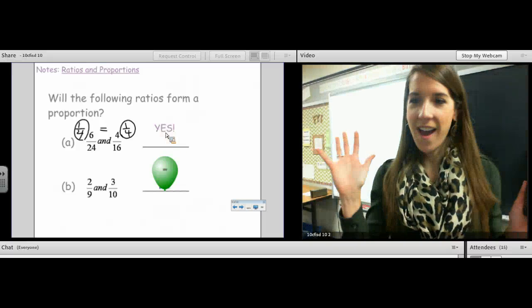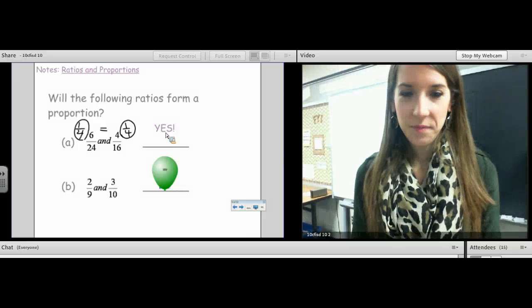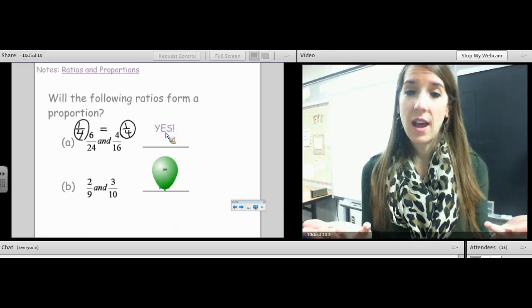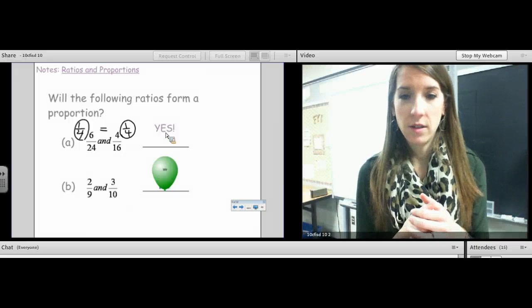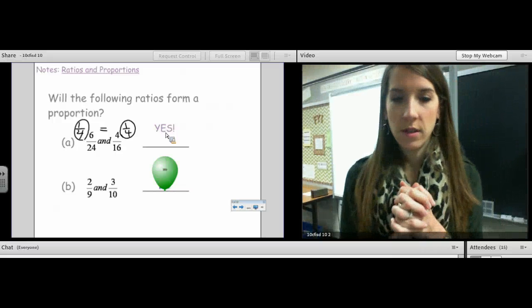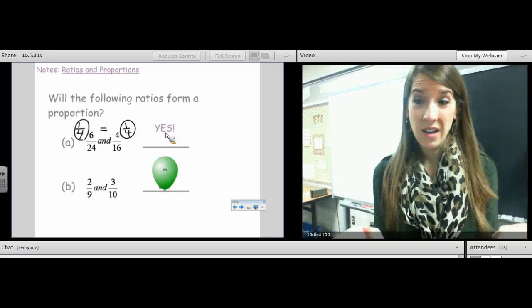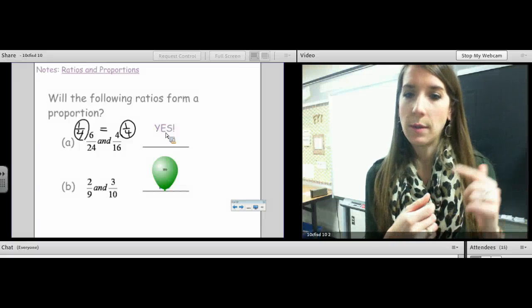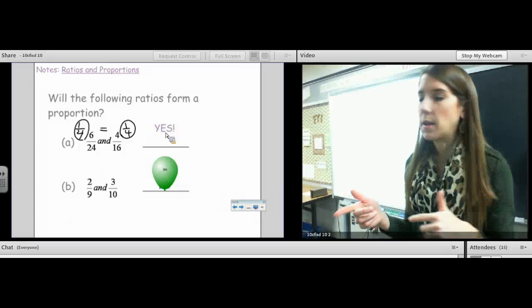Balloon pop. Wow. Make it exciting. Second one, 2/9. Does that reduce? No. 3/10. Does that reduce? No. And so therefore, they're not proportional. Remember, you can also cross multiply if you want. 2 times 10 does not equal 3 times 9.